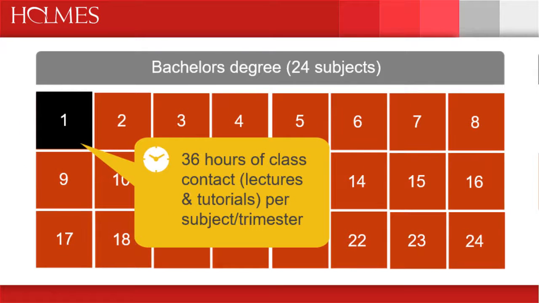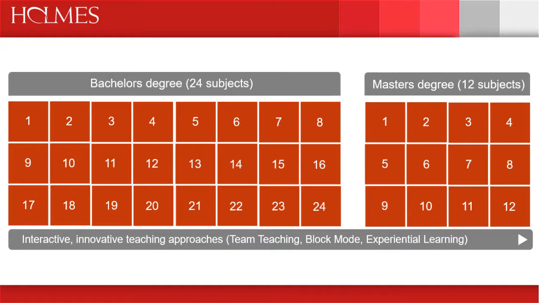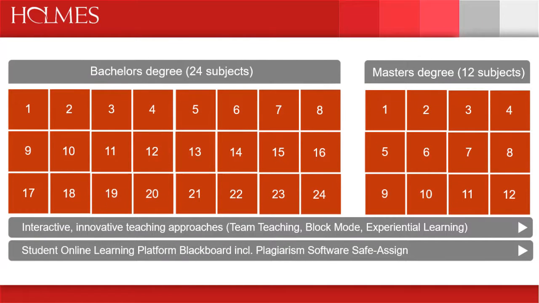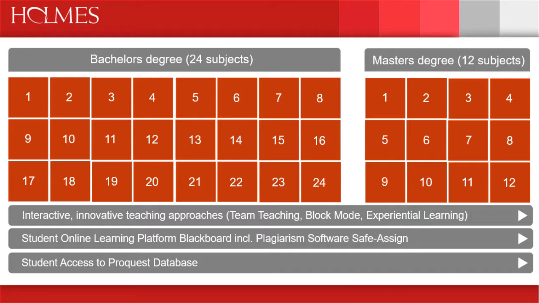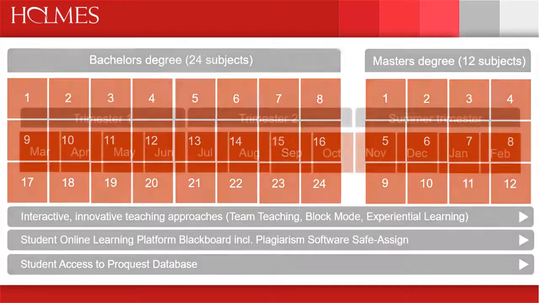Each subject has 36 hours of class contact, including lectures and tutorials. This is per subject for each semester. Holmes Institute uses innovative teaching practices such as team teaching, block mode, and experiential learning. Students are supported with the online learning platform Blackboard. This includes plagiarism software and Safe Assign. Students also have access to the ProQuest database for research purposes.